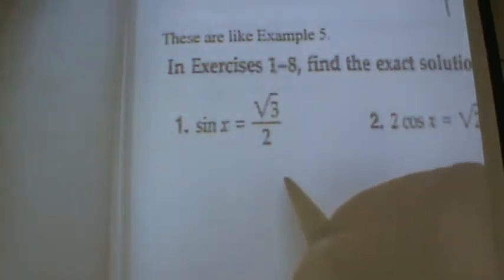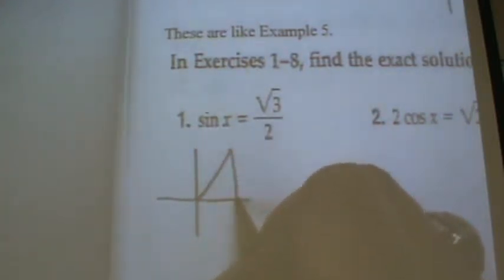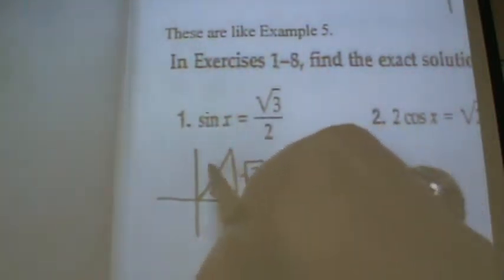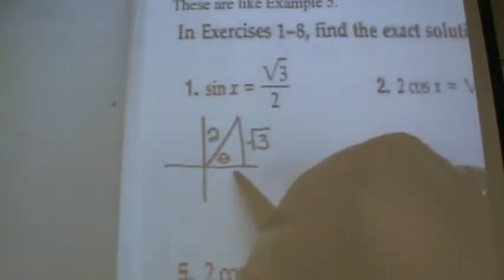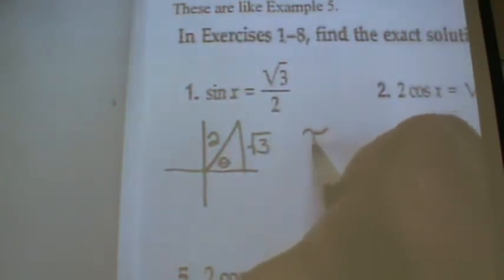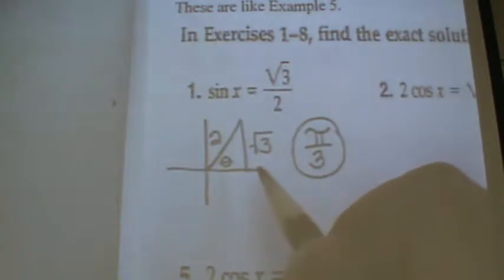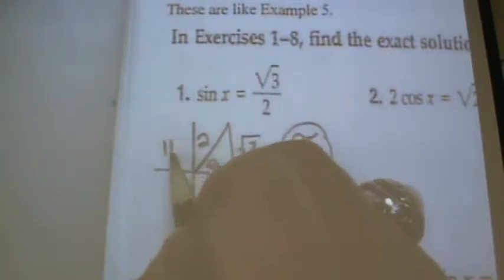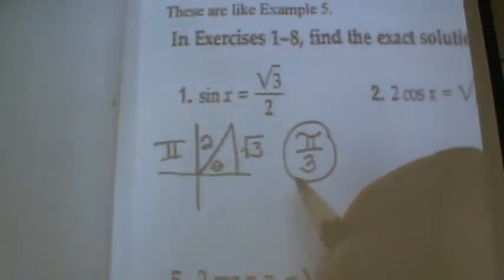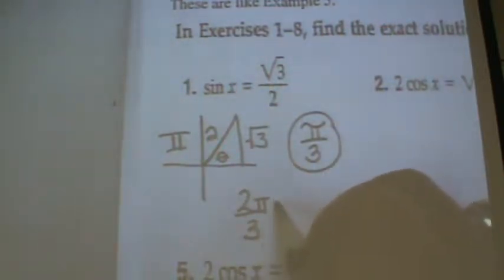So we have a ratio of root 3/2. So I'm going to draw a triangle in quadrant 1, and I'm going to name this side root 3, this side 2. What angle am I whose side opposite over hypotenuse is root 3/2? What angle is this? It's 60 degrees, π/3. So now, in what two quadrants is sine positive? Quadrant 1, so that's an answer, and quadrant 2. What angle is that angle with a 3 in quadrant 2? So 2π/3. So these are your two answers.